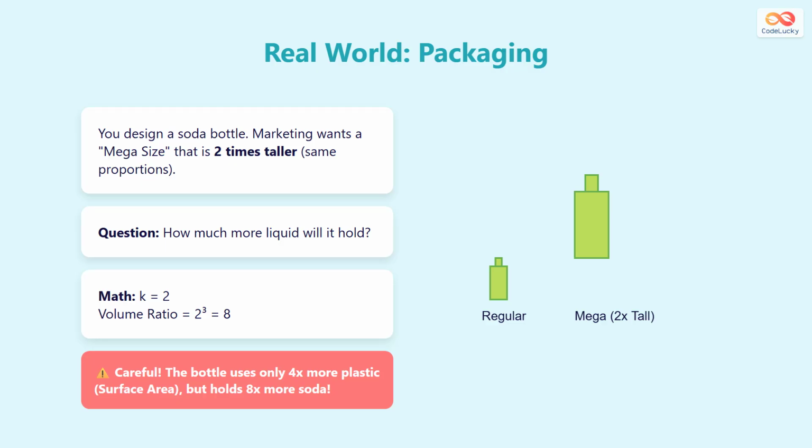Why does this matter in the real world? Consider packaging design. If a company wants to make a mega-size bottle that is twice as tall as the regular one, they might be surprised by the result. Doubling the height means the scale factor is 2. The volume increases by 2 cubed, which is 8. So, a bottle that looks twice as big actually holds 8 times more soda, but only costs about 4 times as much in plastic material. That is the power of cube law.